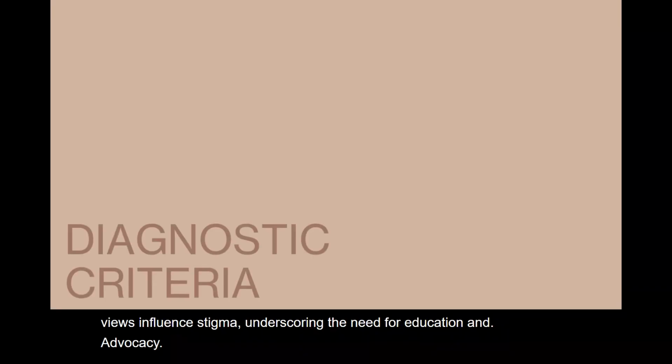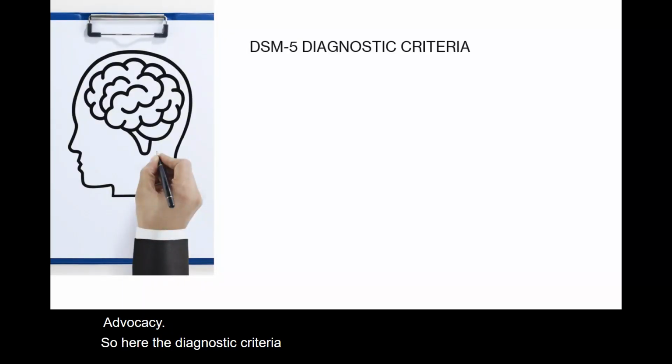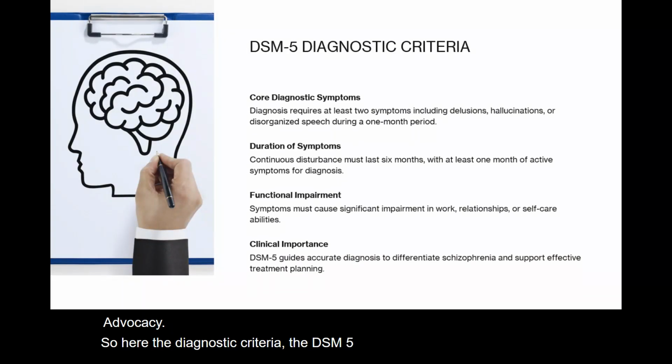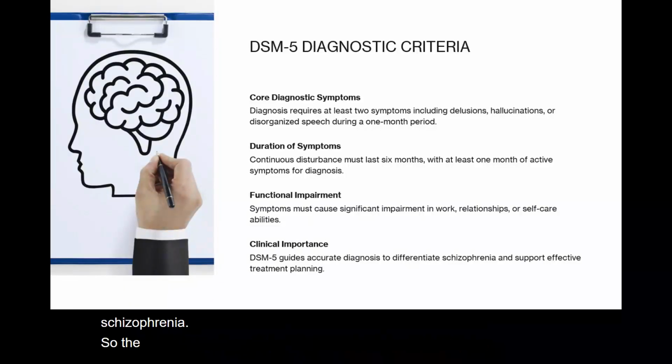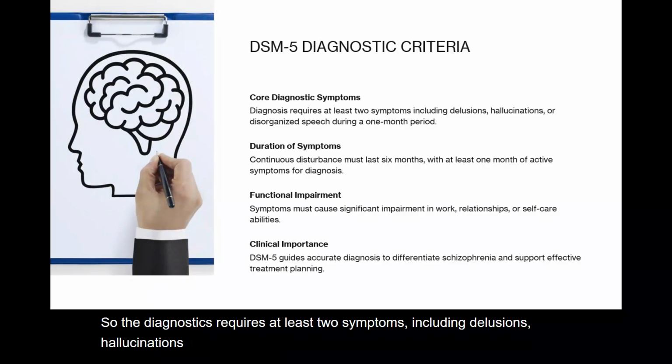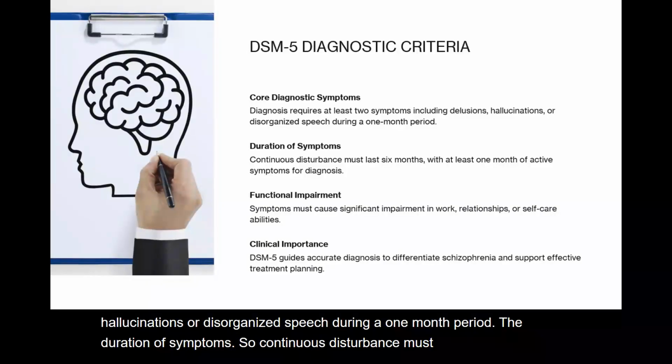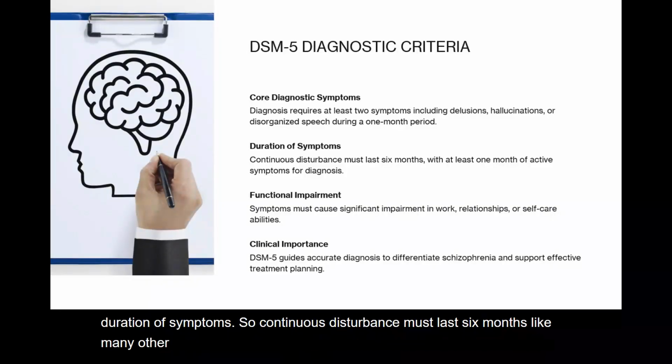So here are the diagnostic criteria. The DSM-5 diagnostic criteria for schizophrenia. So the diagnostics requires at least two symptoms, including delusions, hallucinations, or disorganized speech during a 1 month period. The duration of symptoms. So continuous disturbance must last 6 months, like many other disorders, with at least 1 month of active symptoms for diagnosis.